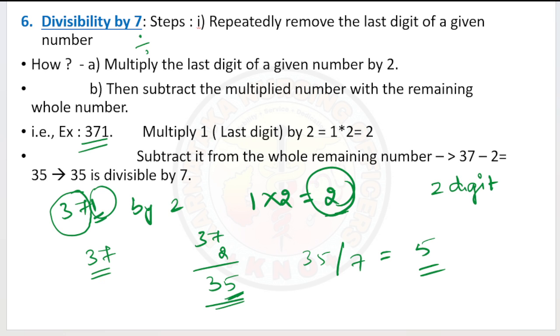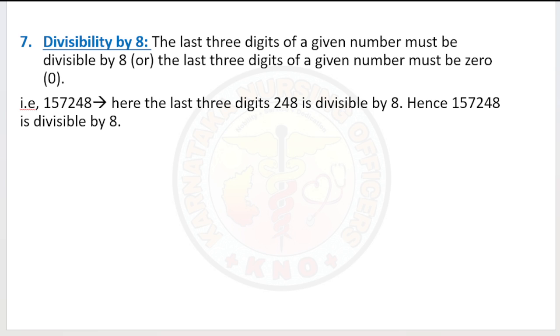Understood? So next one, divisibility by 8. So what is the divisibility rule by 8? The last 3 digits of a given number must be divisible by 8, or the last 3 digits of a given number must be 0. So for divisibility by 4, what did we consider? The last 2 digits of the number and also 2 zeros. Correct?